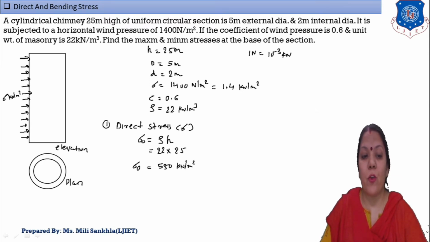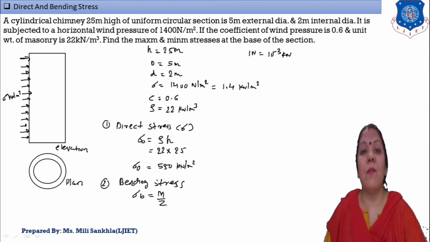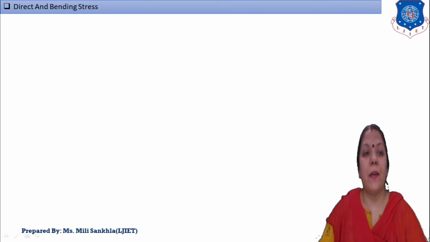Now second, we find the bending stress. The notation of bending stress is sigma b, and that is equal to M by Z. This is the equation of sigma b. Now we solve our example again: sigma b depends upon M by Z.